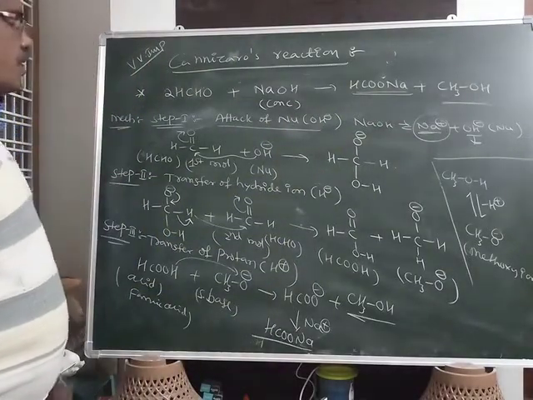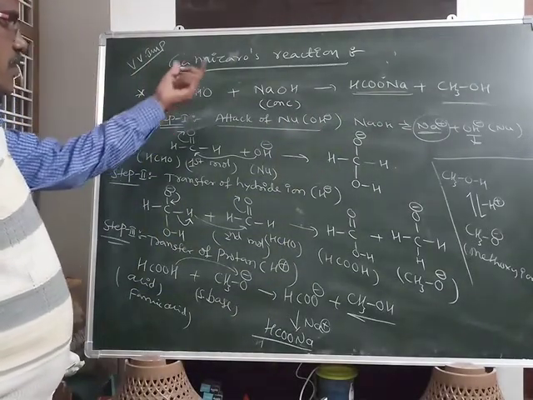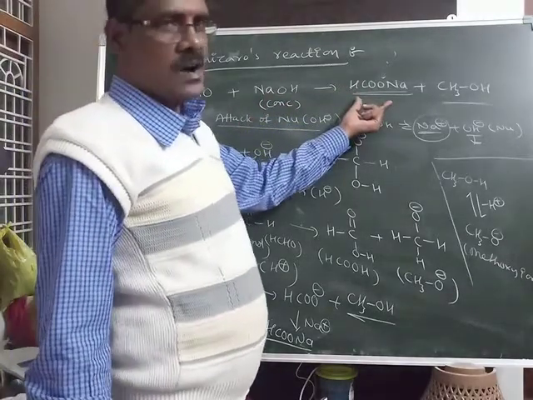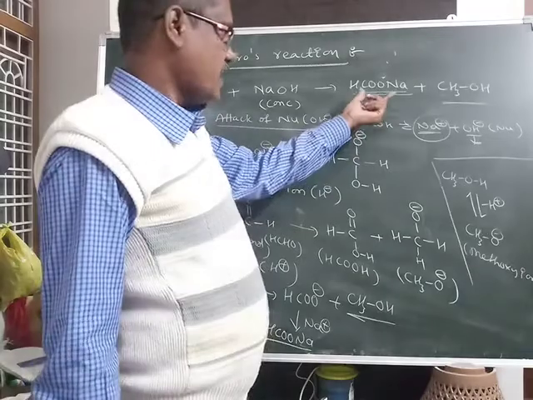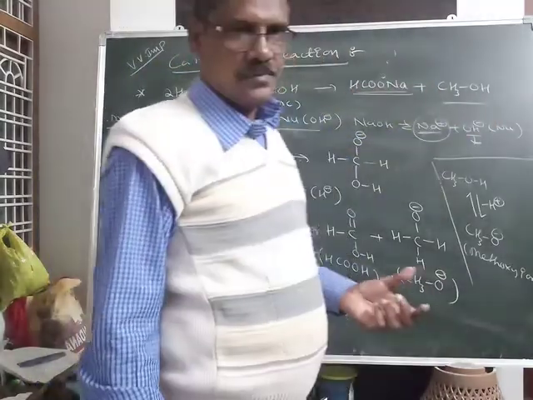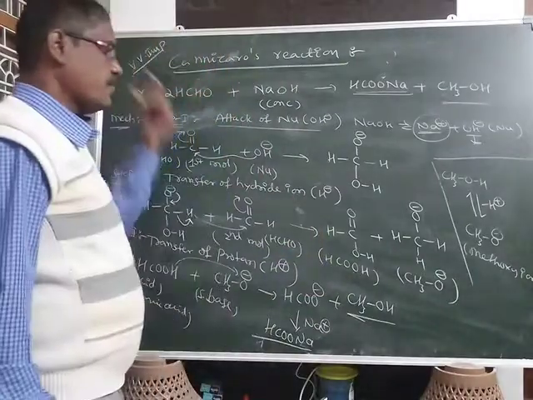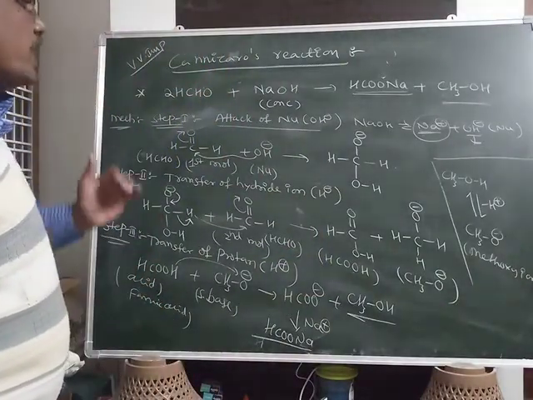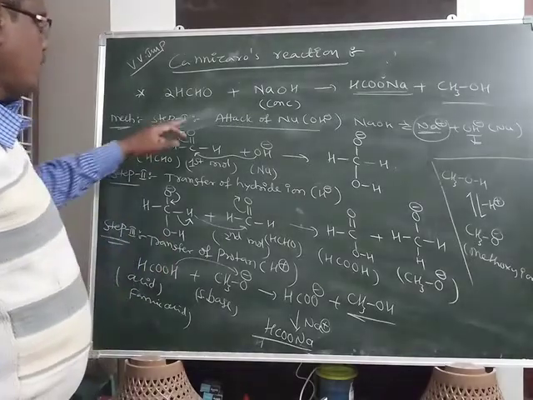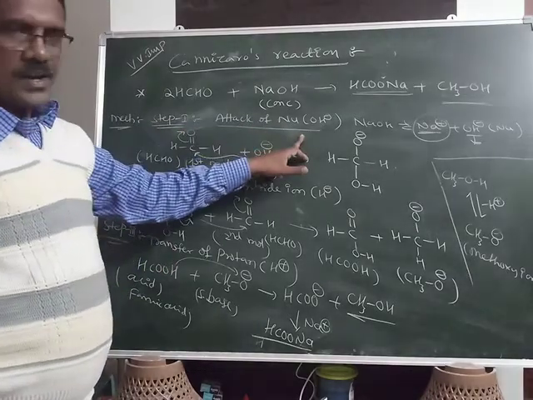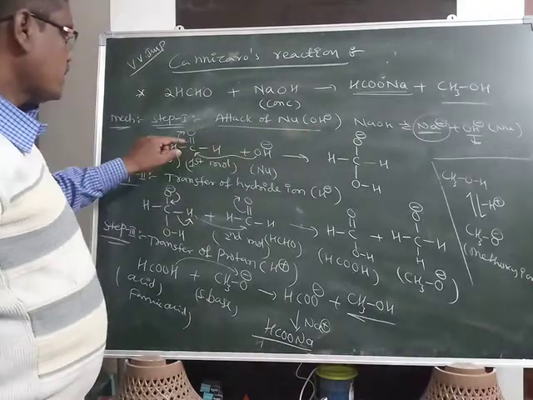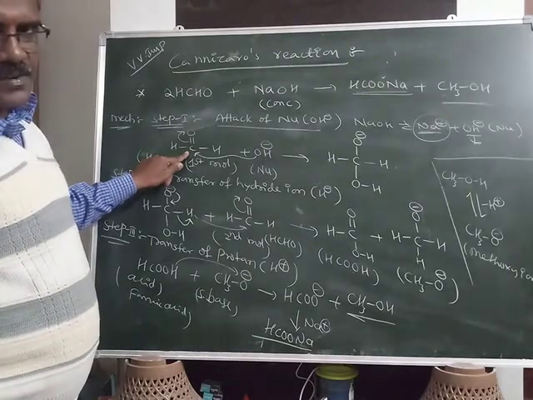Okay, this is the mechanism: formaldehyde reacts with concentrated NaOH to form the sodium salt of a carboxylic acid, sodium formate, and an alcohol, that is methyl alcohol. This is an example of the Cannizzaro reaction. In the Cannizzaro reaction, three steps take place in the mechanism. The first step is the attack of the nucleophile. Here the nucleophile is OH minus, and the OH minus attacks the formaldehyde.